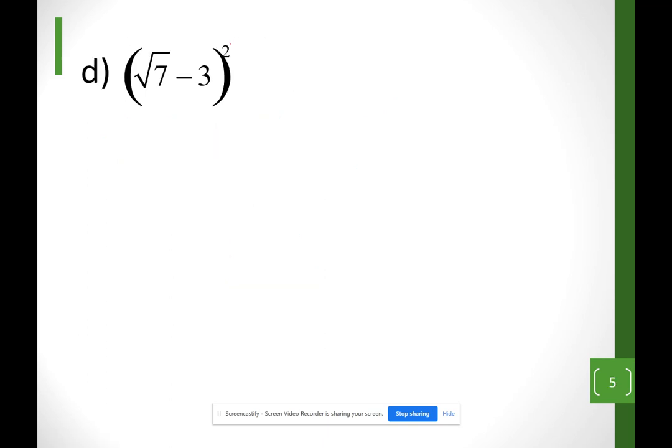Now this little 2 on the top, my exponent, what it means is I have the same parentheses twice. Now do me a favor and do not distribute. Don't think that you can distribute the 2. That would happen only if it's multiplication on the inside. But because of the minus sign, addition or subtraction, you cannot distribute. So don't do that. I literally wrote the same parentheses twice.